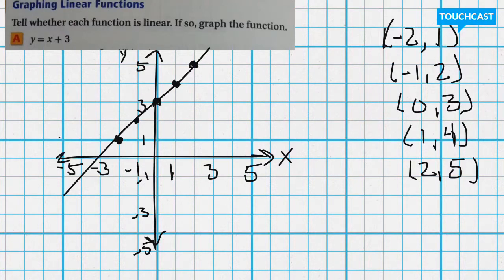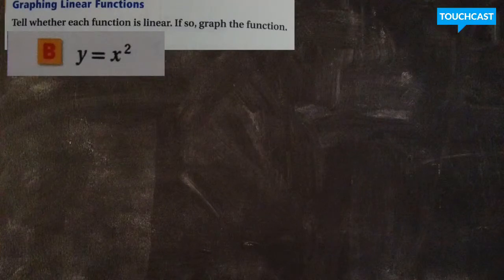And we want to put arrows on both ends of our line. Alright, that wraps up that example. Let's check out another one. So we're going to decide if this function is linear, and if it is, we're going to graph it.